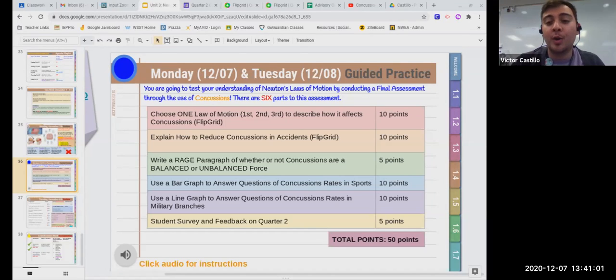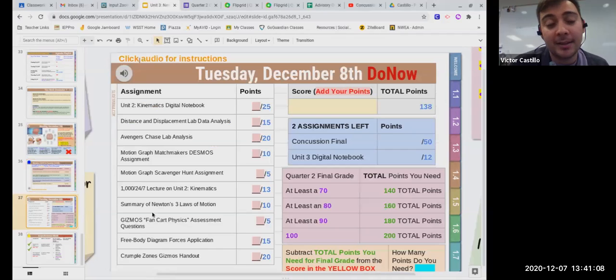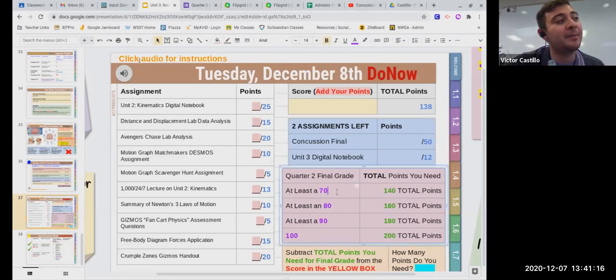So tomorrow we're going to do our do now. Tomorrow, I'm going to calculate the grade that you have in class so far, and then you're going to gauge how many points you need to get a C, how many points you need to get a B, how many points you need to get an A, and how many points you need to get that perfect score. So we're going to calculate that tomorrow, and the rest of the class time will be spent on you working on the assessment. So there's no homework today. Relax. Tomorrow we'll get straight to work.